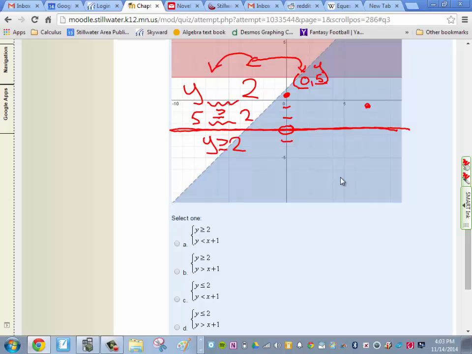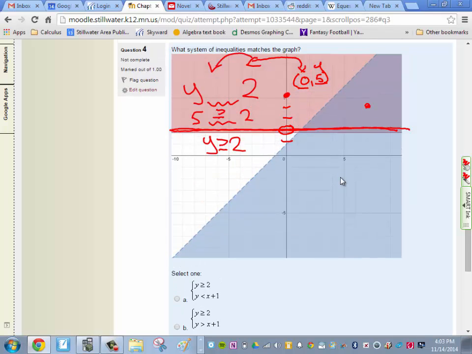So we're going to go back up here. We're going to look at this blue line now. The blue line's dotted. Does that give it away? Nope, that doesn't give it away because this one right here does not have a line underneath and this one doesn't have a line underneath. So the dottedness doesn't give it away. So we're going to have to figure out, it's one of these shaded regions, so we're going to figure out which one of these will make the point 0, 0, which is in the shaded region, true.